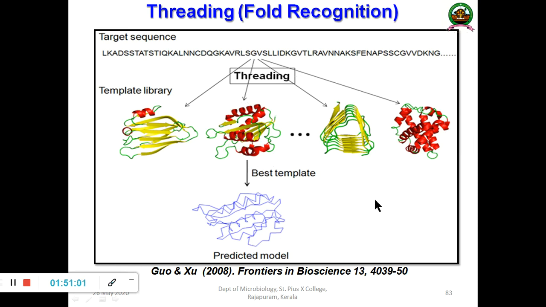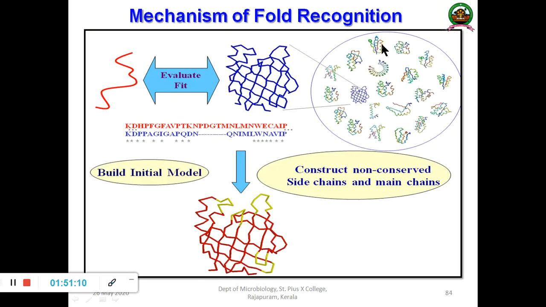This is known as fold recognition. This is a highly accurate, excellent method. If you go to Frontiers in Bioscience, you will get the details of this particular paper. So this is the mechanism of fold recognition. This is your target sequence and you have the template. We have to build an initial model, so you build an initial model by computer, by seeing that alignment.